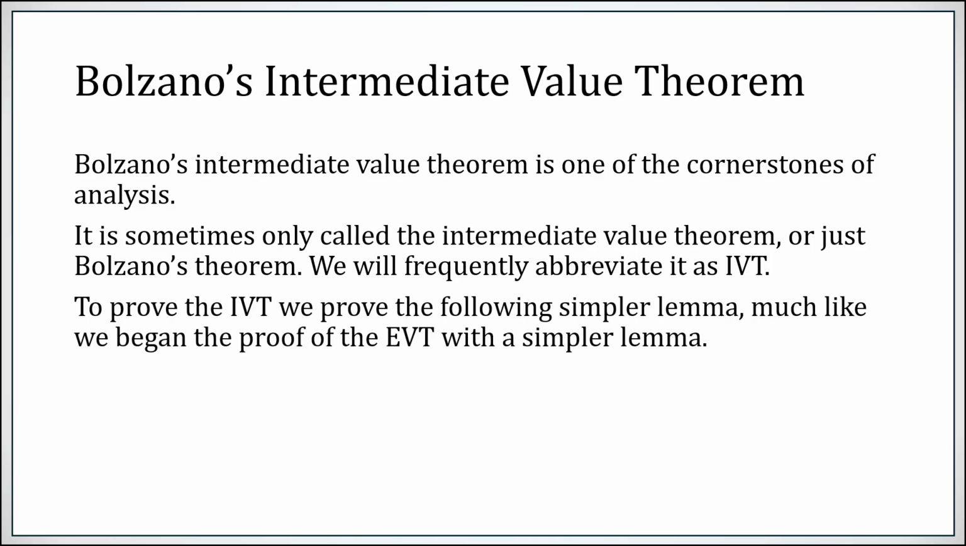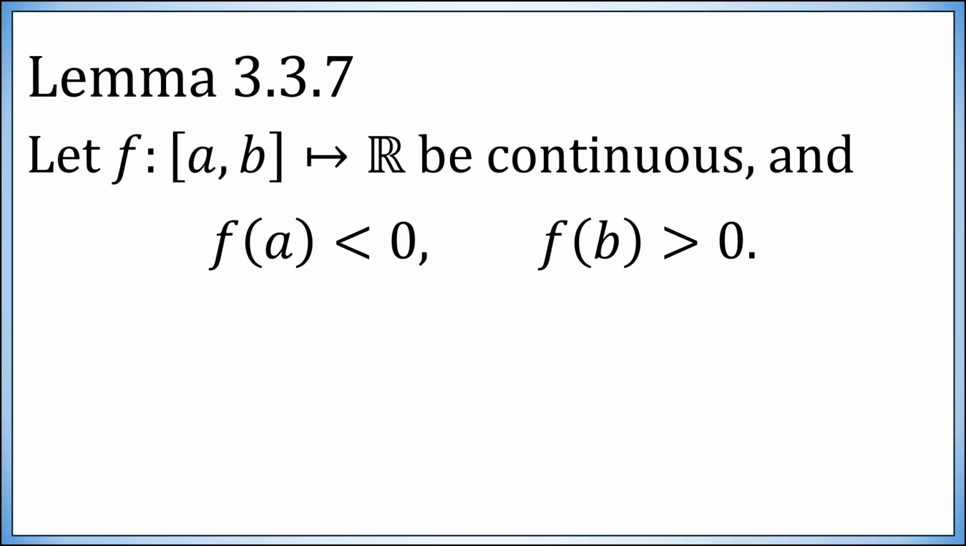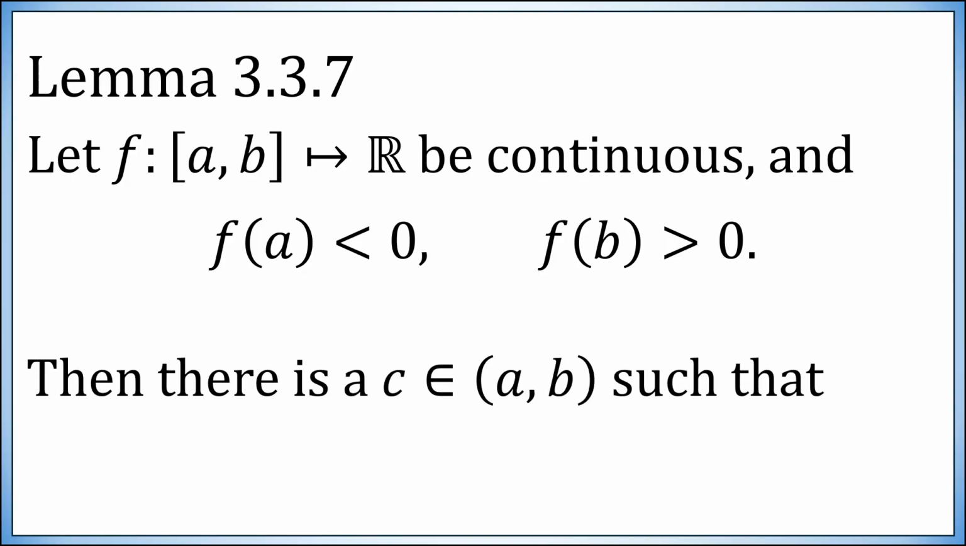So to prove the intermediate value theorem, we're going to start with a simpler lemma, just like we started the extreme value theorem with another simple statement. Remember, we first started by saying a continuous function on a closed bounded interval is bounded, and then we showed that it had a max and a min. So let's start off with that lemma. We again have a function continuous on a closed bounded interval. Now let's assume that f of a is negative and f of b is positive. Then there is an intermediate point, some point in between a and b, where f of c is 0. So if a continuous function goes from negative to positive, it had to actually be equal to 0 somewhere.